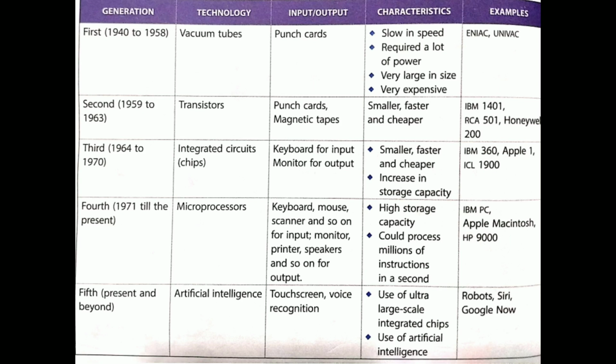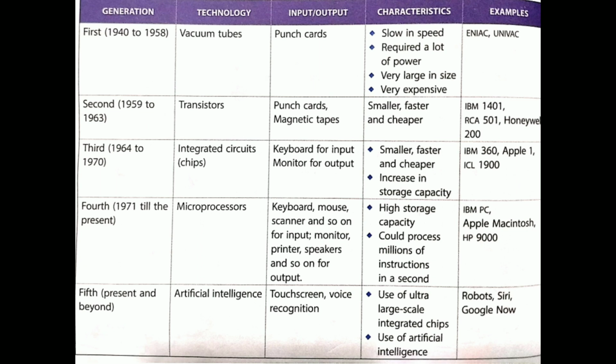What you see on this screen is the overview of the 5 generations of computers. That is the time period in which each generation was used, technologies used, input and output devices used, characteristics and examples. We have studied in detail about the 5 generations of computers. So I'll just read out this overview.